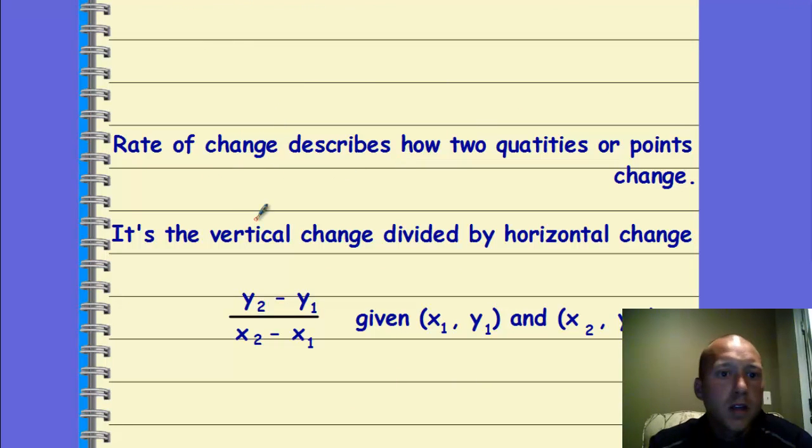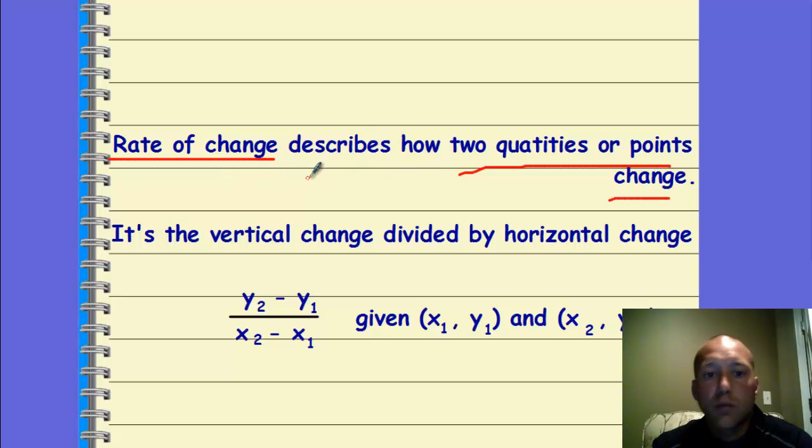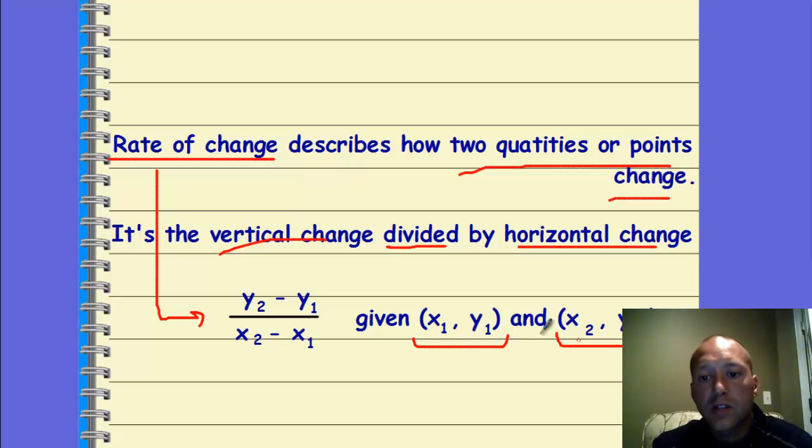Okay. So rates of change. Last thing, rates of change just describe how two quantities or points are changed. So any 2 points, how are they changing from one point to the other? That's rate of change. The vertical change divided by the horizontal change is how we find the rate of change. So a formula for rate of change here is y2 minus y1 over x2 minus x1, given these 2 points where you have x1, y1, x2, y2. And the 1s and the 2s are just stating how they're different points. So that's just notation for that.